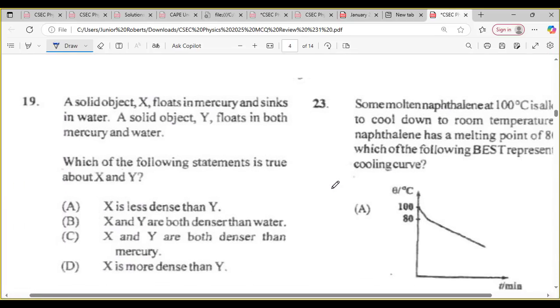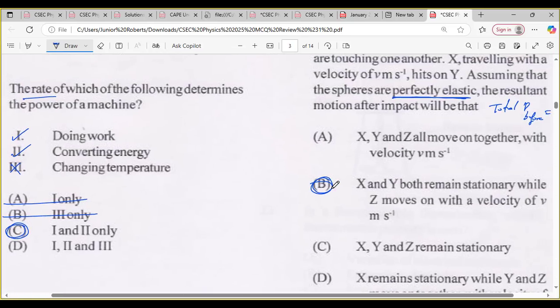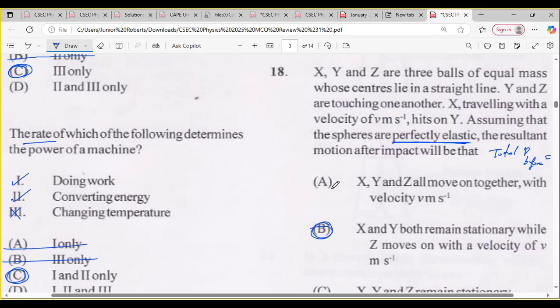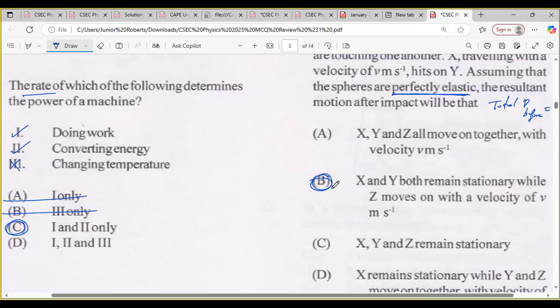So that's that question. Wait, so I have a question for that one. Yes. If it has a constant velocity, wouldn't all of them end up moving? Again, we have to consider that total kinetic energy must be conserved.